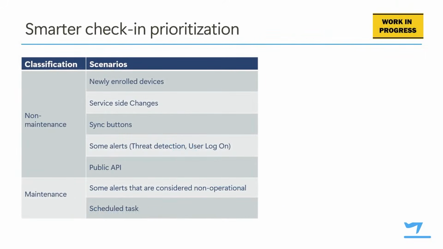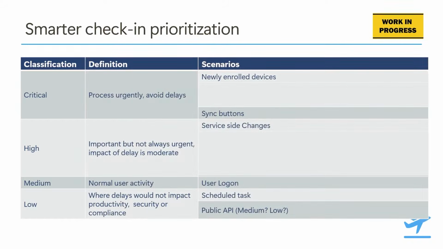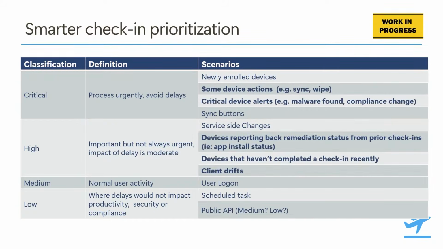But we're not stopping there. Next, we're turning our prioritization algorithm upside down. We're moving past the rigid maintenance, non-maintenance grouping that we had to a model with explicit priority tiers, each of them with their own SLOs based on the impact a delayed check-in would have on the user productivity or the security and compliance posture of that device. With these changes, we can enforce urgency when it matters without sacrificing fairness. And by combining signals with service intelligence, we can now have fine-grained prioritization for new scenarios.